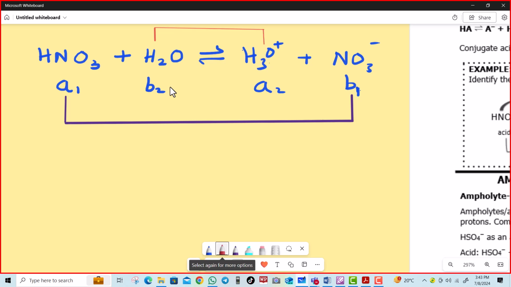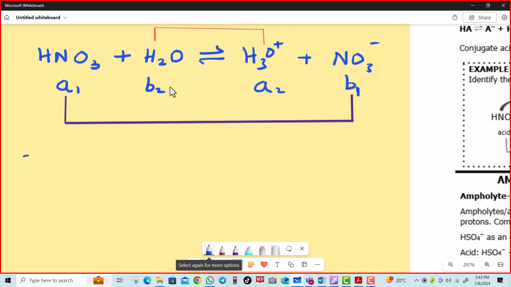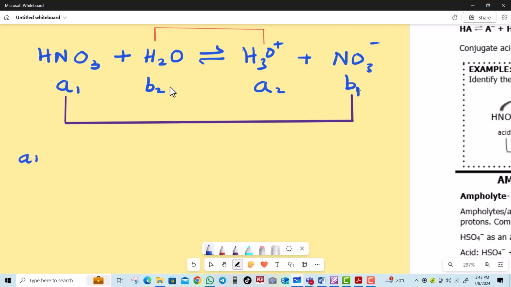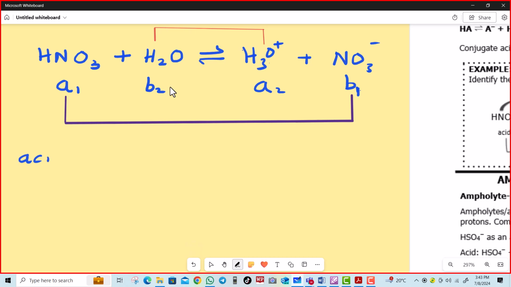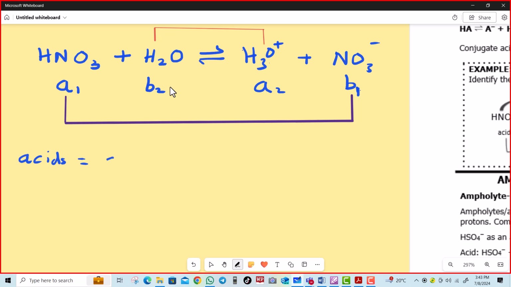Now, this question can be asked in three ways. First of all, they can say, write down the acids in the reaction. If we say write down the acids in the reaction, it means your answers are going to be A1 and A2. Are we together? A1 and A2.